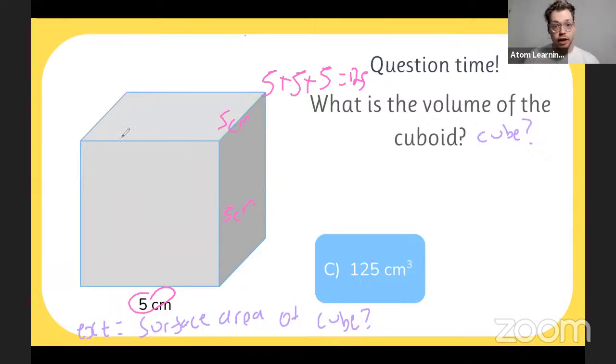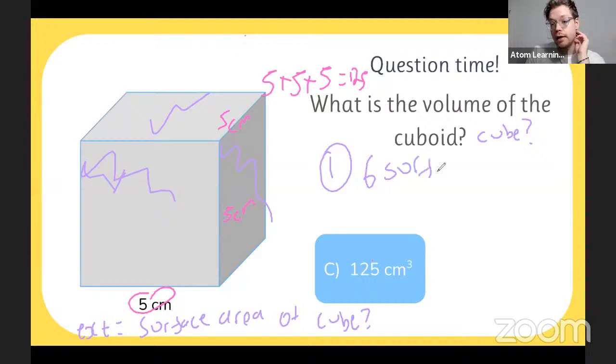So the surface area is the area of each face of the cube, okay? So there are 2 bits of information you need for the surface area. One, how many surfaces are there? A cube has 6 surfaces or faces, and they are all the same size. The second bit we need to know is the area of one face.